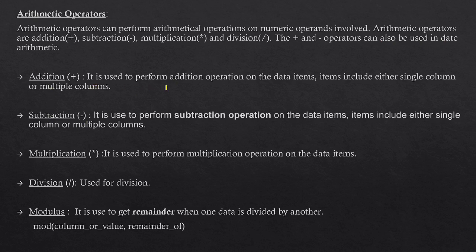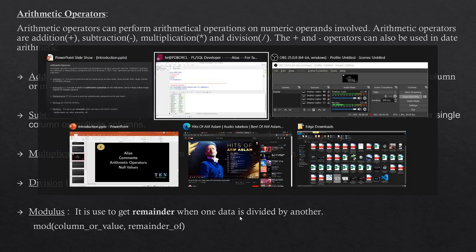Addition: it is used to perform addition operation on the data items. Items include either a single column or multiple columns. Subtraction: it is used to perform subtraction operation on the data items. Similarly, we use multiplication and division for multiplication and division. Modulus: it is used to get the remainder when one data is divided by another. So let us see the working of arithmetic operators through PL/SQL Developer.